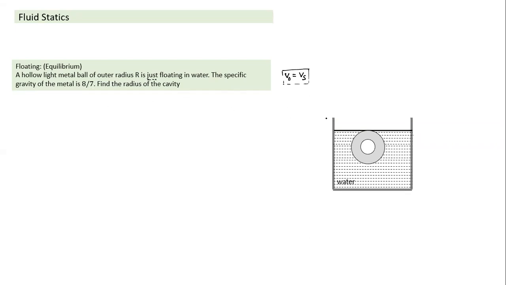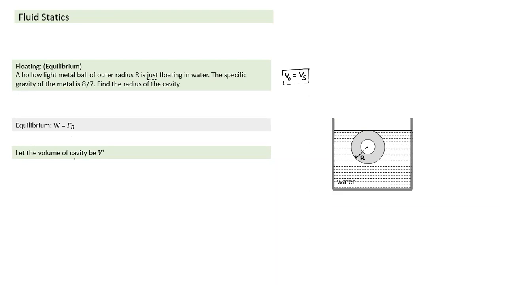So if this is given, our radius of ball is r, what we need to find? We need to find what is the radius of cavity, so that it is floating. So very simple, whenever it's a floating question, we equate these two. Weight is equal to force of buoyancy, and let the volume of cavity be V dash. Whenever we take a force of buoyancy, we need volumes here. Let the volume of cavity be V dash here. And this volume is known anyway.